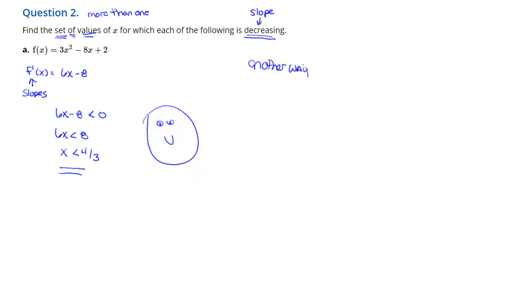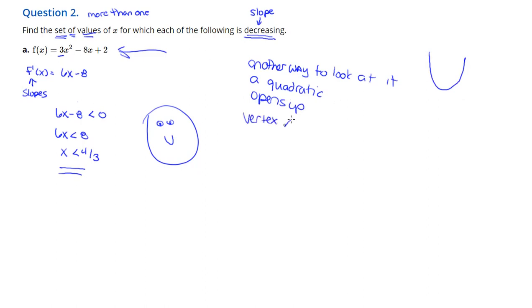Now another way to look at this is to consider the fact that this function is a quadratic. We know the a is positive, so it opens up. And the vertex x is going to be negative b over 2a, or 8 over 6, which is 4/3. So that means the vertex would be 4/3 comma some value of y. We don't need to know what y is, but keep in mind the x, 4/3.